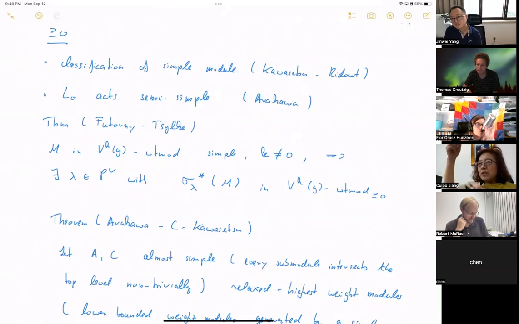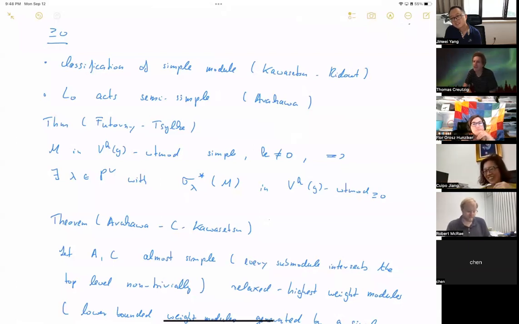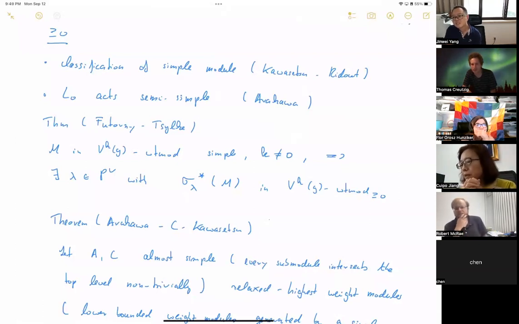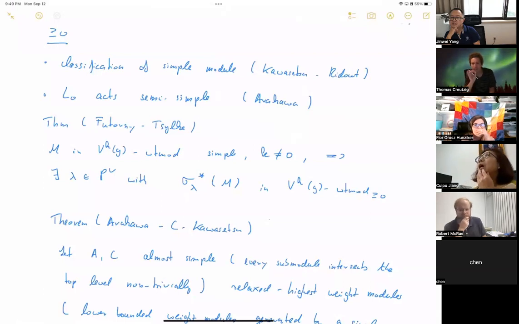Not lower bounded, of course, not higher bounded. Let me think about it. Okay, I can also tell you the difficulty about this. What this statement tells you is, it's a very nice result. It's extremely useful. It tells you that on the level of simple modules, everything is classifiable, because lower bounded ones you can classify using Zhu's algebra, and everything else you get via this theorem.